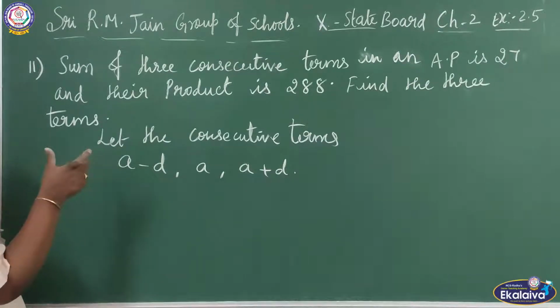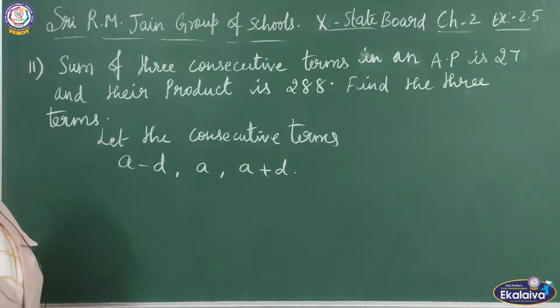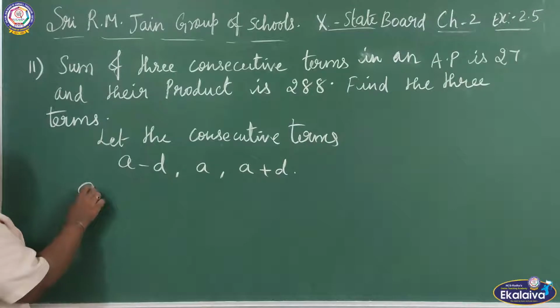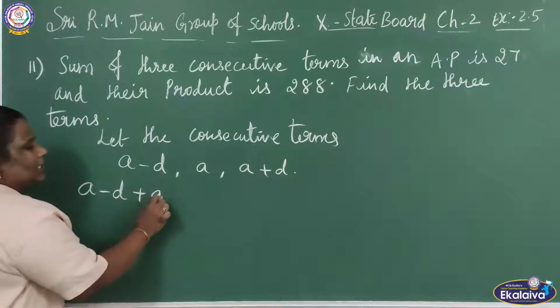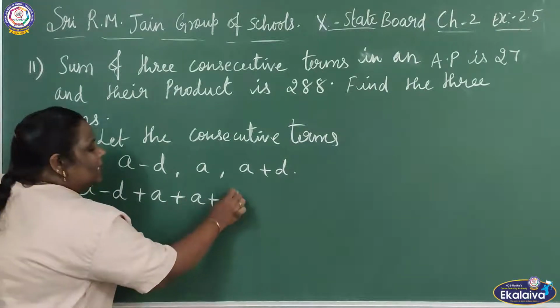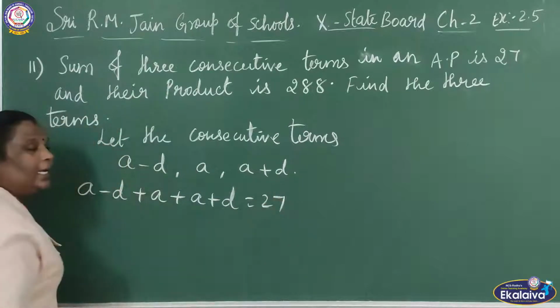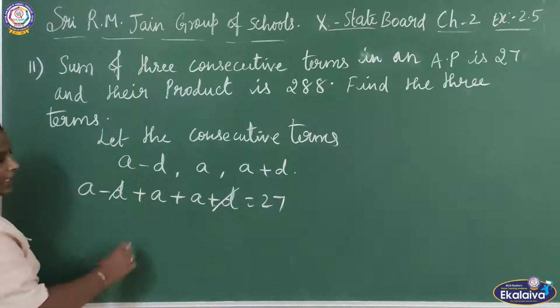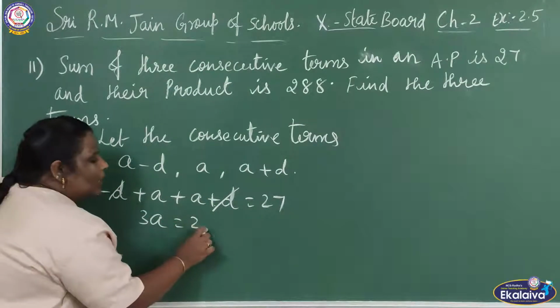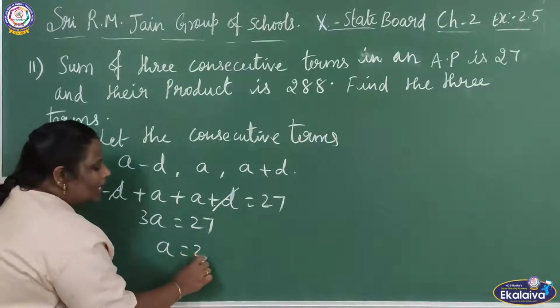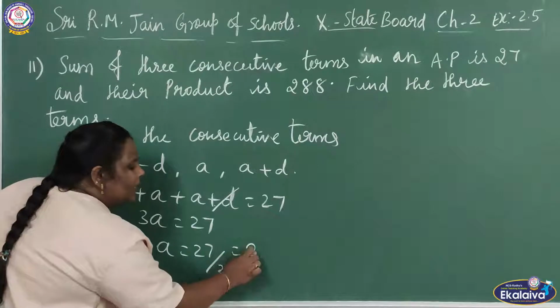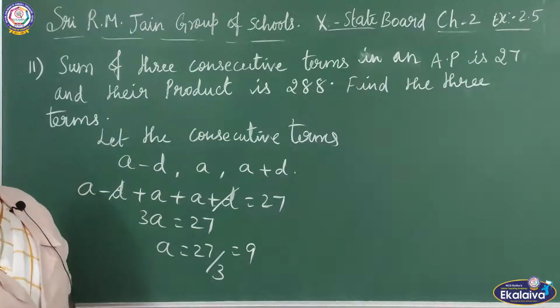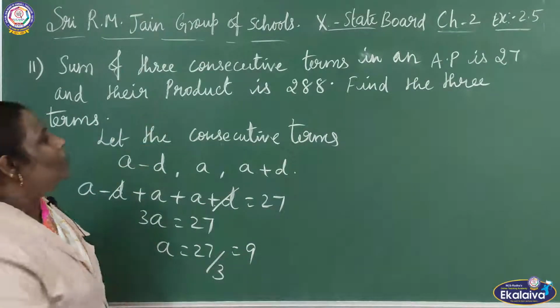They have given us that the sum of the 3 consecutive terms is 27. So A minus D plus A plus D equal to 27. Minus D plus D get cancelled. 3A equal to 27, A equal to 27 by 3. The value is 9.